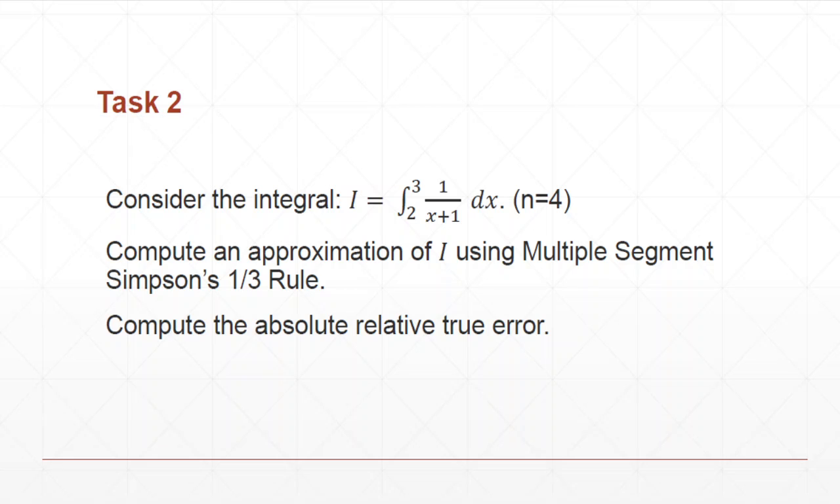Even if someone did not tell you that this is multiple segment Simpson's 1/3 rule, but just mentioned Simpson's 1/3 rule, but n is equal to 4, so the number of segments is more than 2, you should know that you're using the multiple segment Simpson's 1/3 rule formula. Okay, and after that we have to compute the absolute relative true error. So let's start working on this.